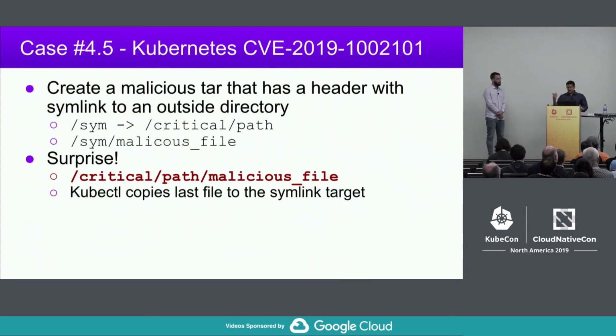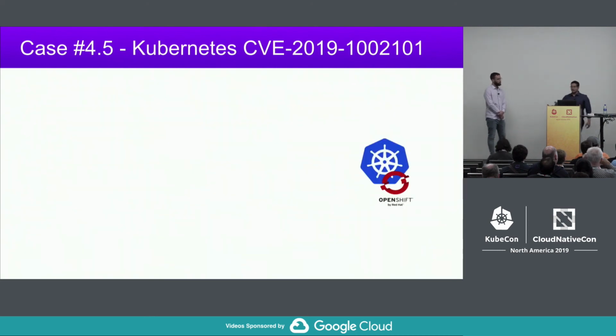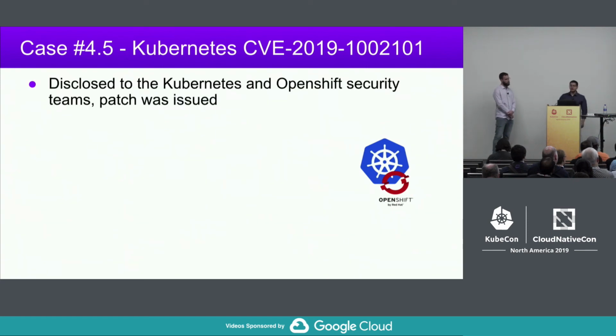And the same previous issue was recreated, and I could exploit this to override any file I would want on the user system, which could be, if kubectl was run as root, really critical files, achieving code execution and whatnot. So I did disclose this issue to the Kubernetes and OpenShift security team, and they were really responsive and helpful in solving this really quickly. And there was a patch for this and an advisory.